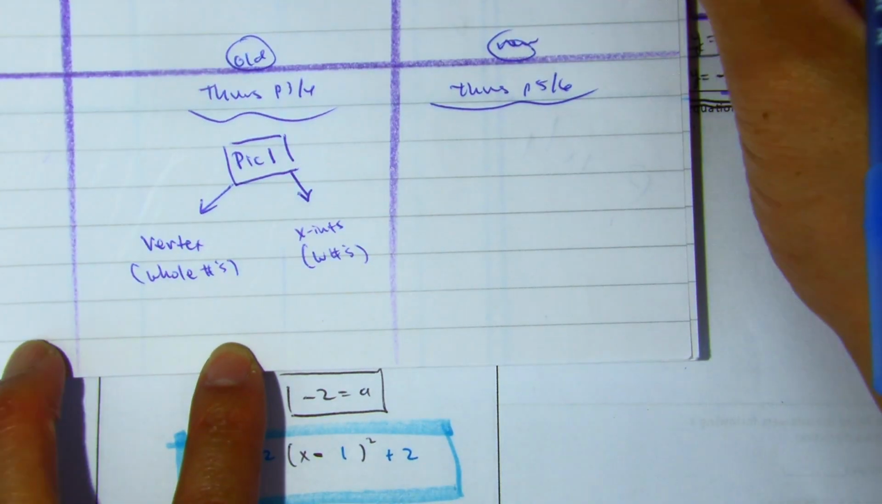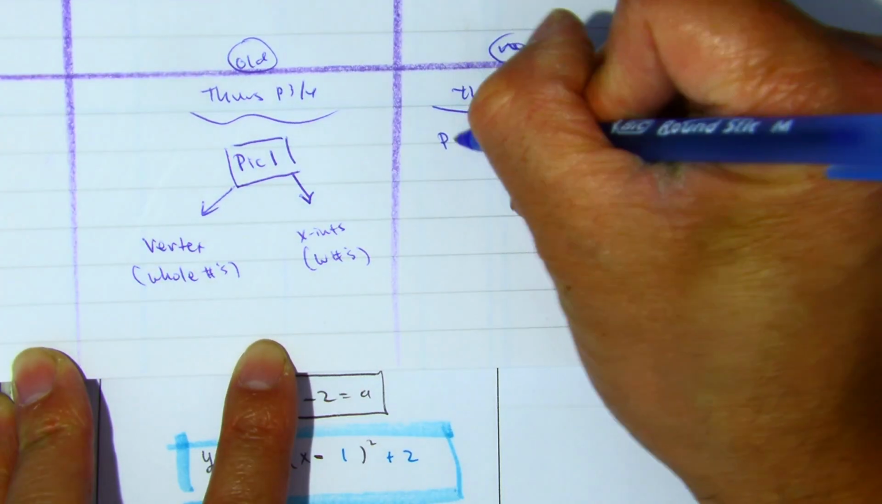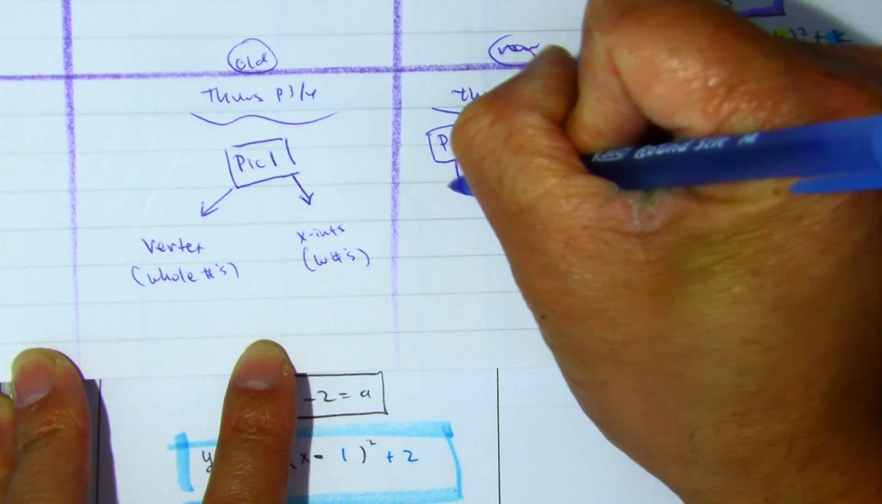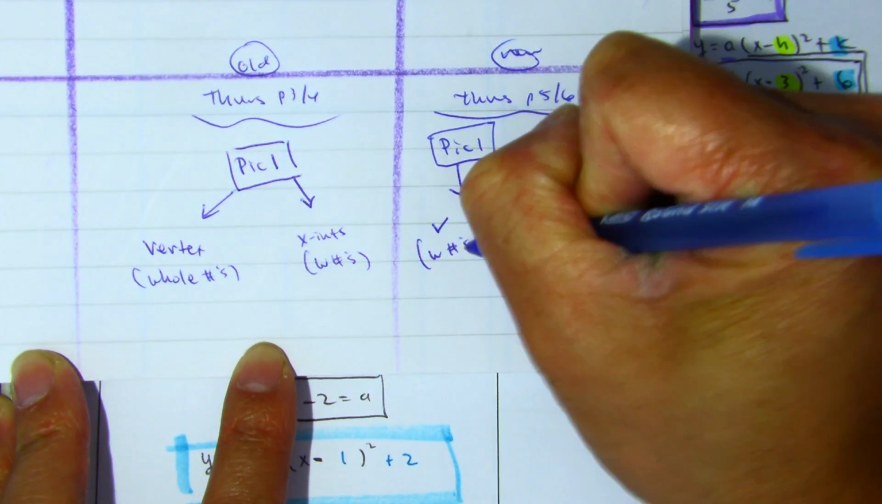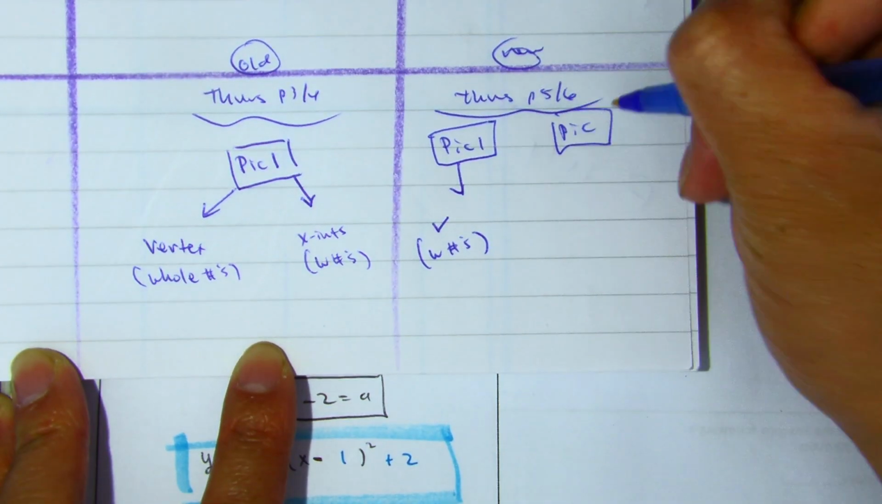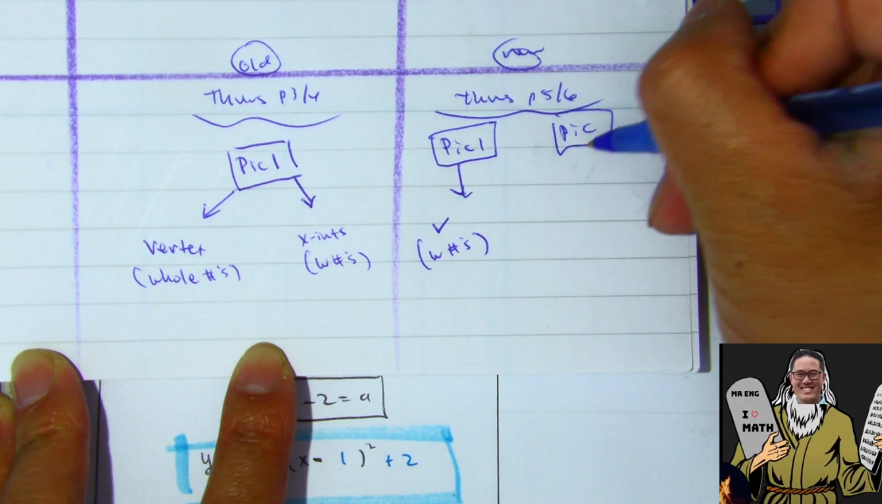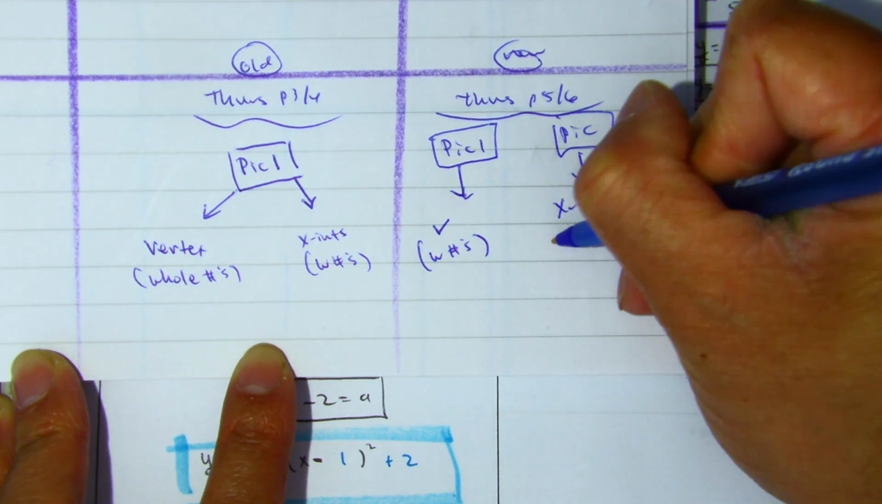So what we did for periods 5 and 6 on Thursday is you took one picture, and then all you had to do was find the vertex with whole numbers. Okay? And then we took a second picture, whether that was inside school or outside, then you were doing the same thing with your x-intercepts, but they were whole numbers.